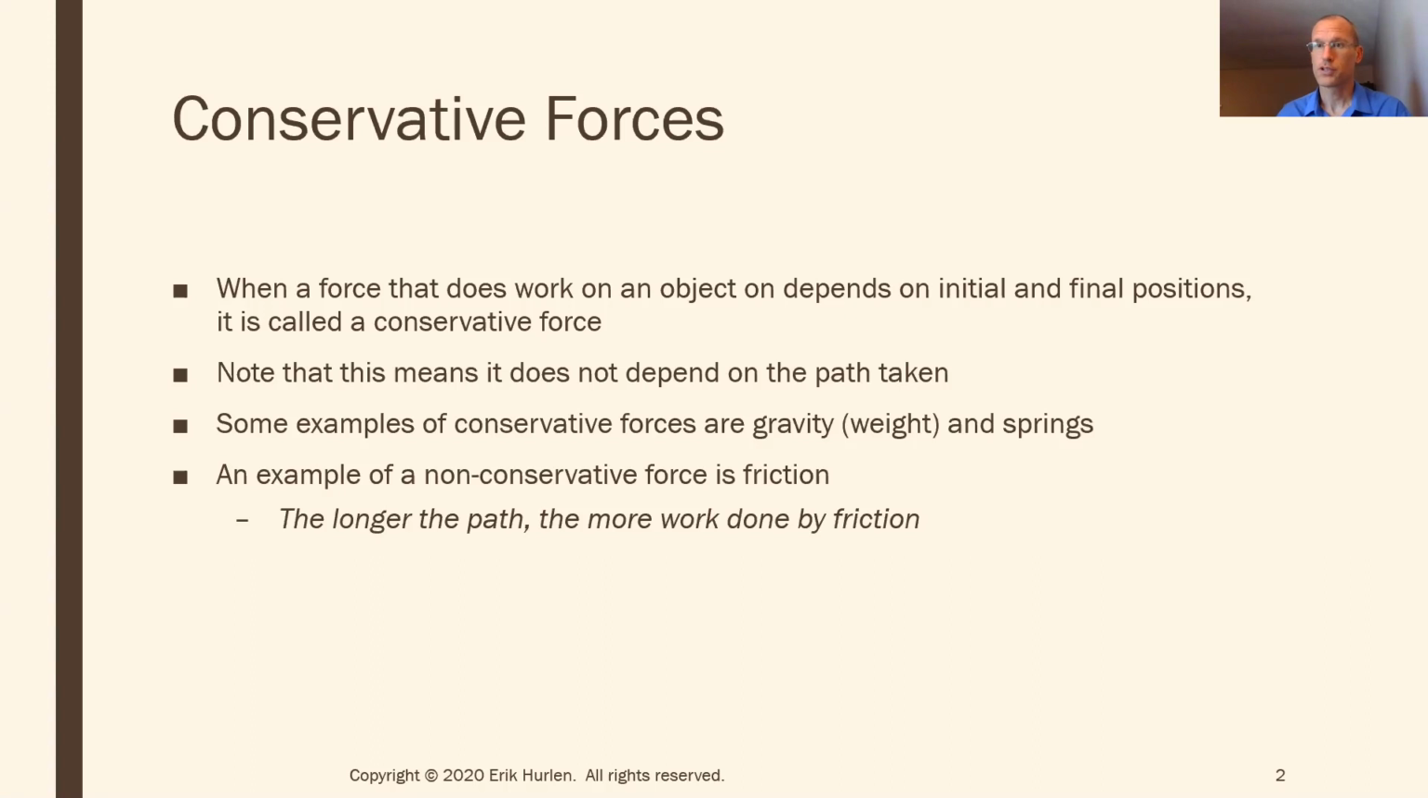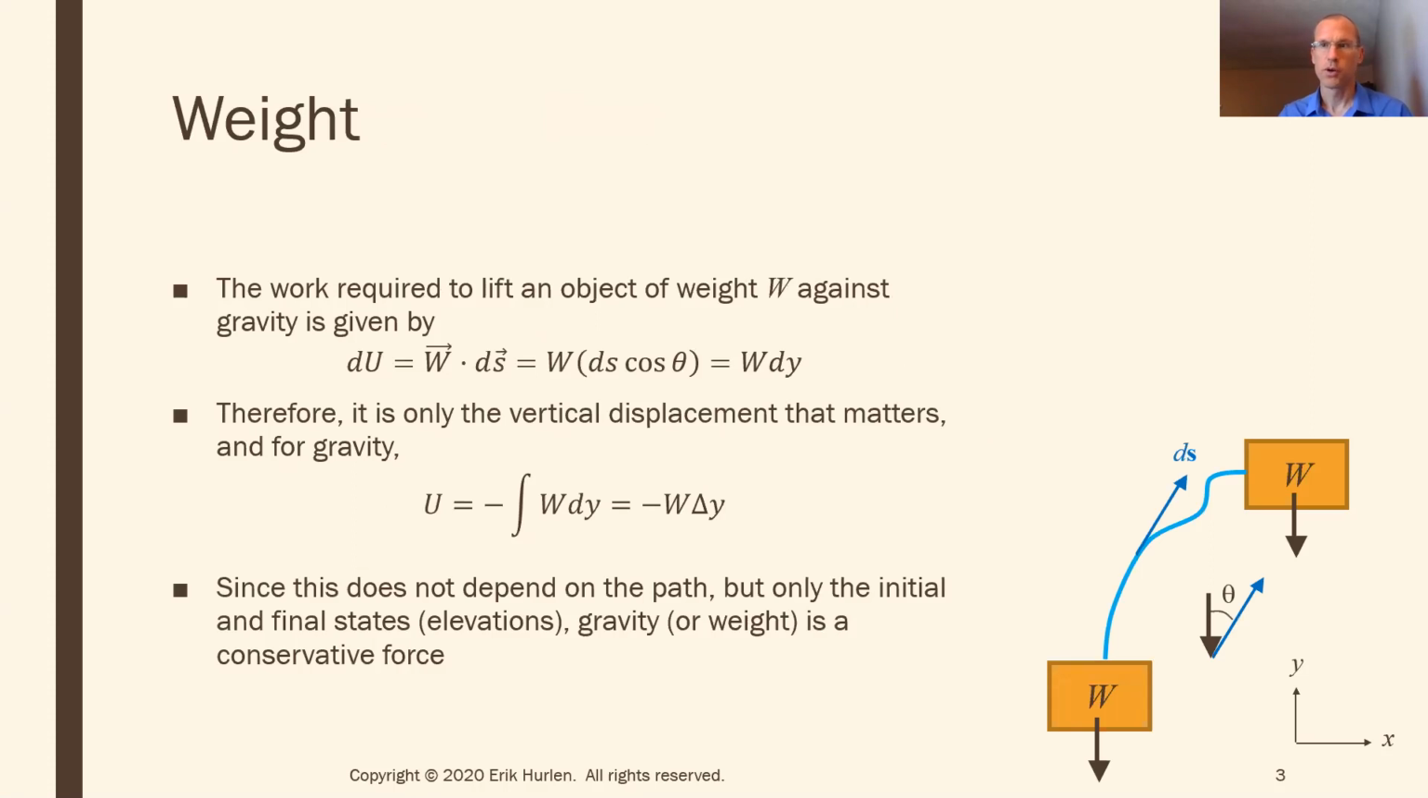Some examples of conservative forces are weight or gravity and springs. An example of a non-conservative force is friction. So if you have friction between the surface that you're pushing your box on, the longer path you take, the more friction is going to act, the more frictional force is going to take energy out of the system. And so you're going to have to do more work if you push it all around instead of just taking the direct route. So friction is a non-conservative force because the path you take to get from one point to another matters in terms of how much work is being done. For gravity and springs, it's not the case, as we're about to see.